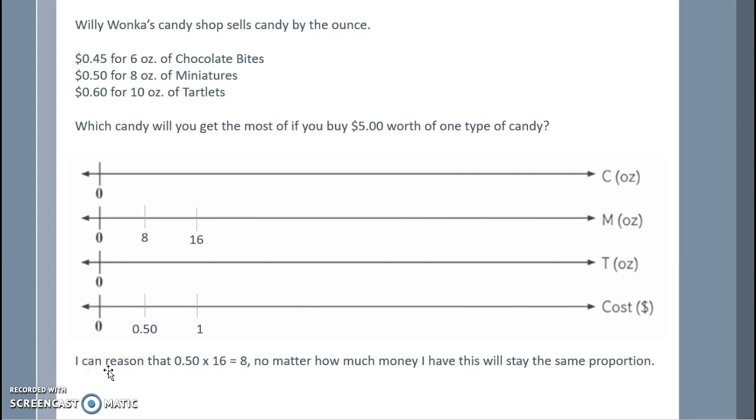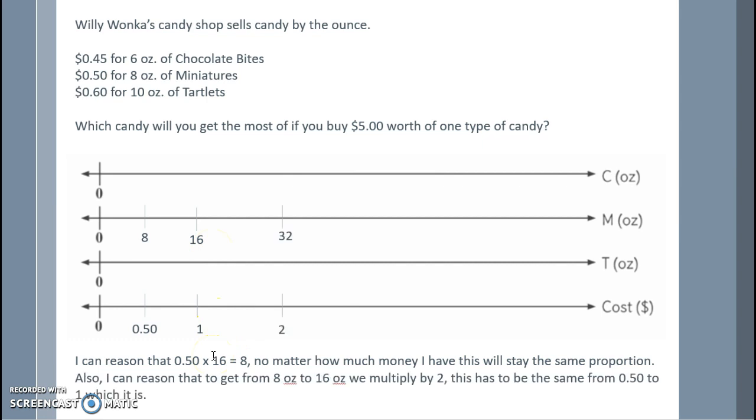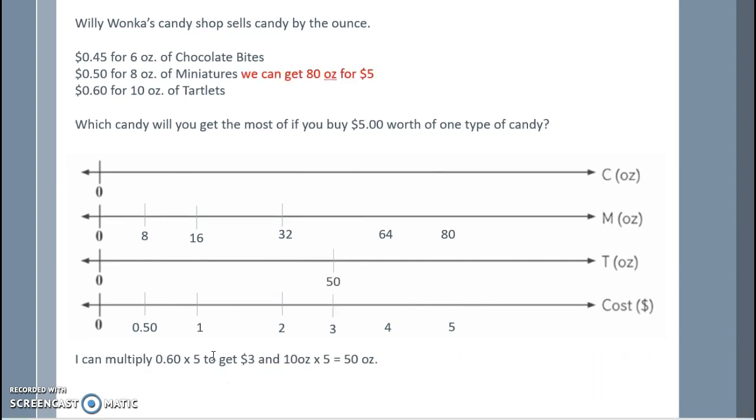Further, what I can do is take 50 cents times 2 to get $1, and 8 times 2 to get 16. So now I have a unit: for every dollar is 16 ounces. So $2 is 32, $4 is 64, and I know that for every dollar I gain 16 ounces, so 64 plus 16 is 80, and 4 plus 1 is 5. So for $5, I get exactly 80 ounces.